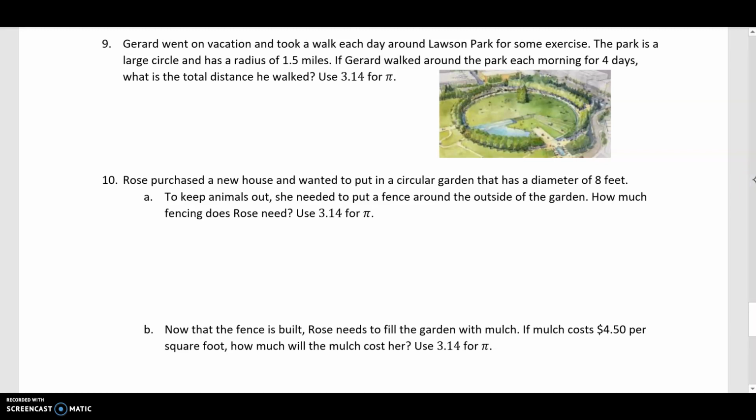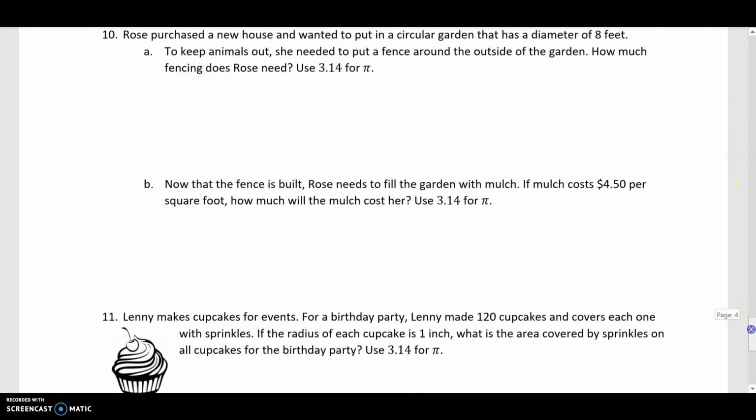All right, let's go to number 10. So number 10 says that Rose purchased a new house and wanted to put a circular garden that has a diameter of 8 feet. To keep the animals out, she needed to put a fence around the outside of the garden, right? So if I'm talking around it, think about what am I talking about? I'm talking about circumference, right? And then it says, how much fencing does Rose need? Okay, so that one's pretty straightforward.